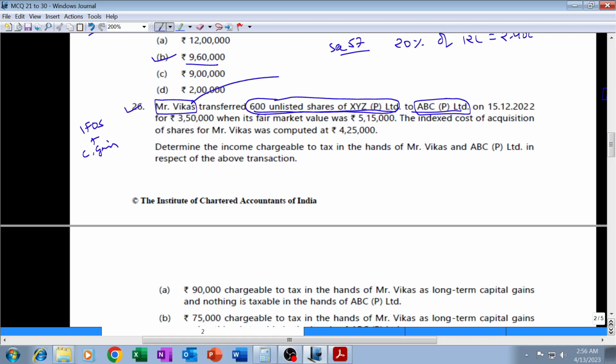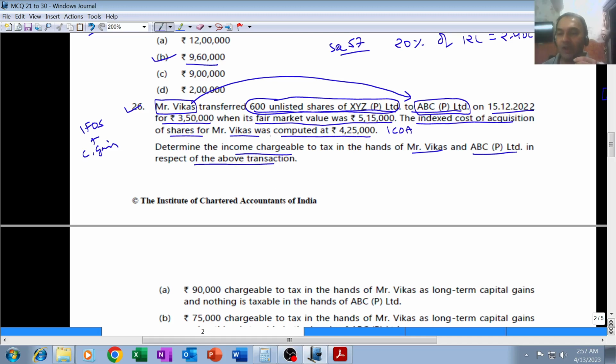This asset Vikas is selling to ABC Private Limited on 15 December 22, current year, for rupees 3,50,000, which is the actual sale consideration, when its fair market value was 5,15,000. The indexed cost of acquisition of shares for Mr. Vikas was computed at 4,25,000. This is readily given to us. Determine the income chargeable to tax in the hands of Mr. Vikas and in the hands of ABC Private Limited in respect of the above transaction.